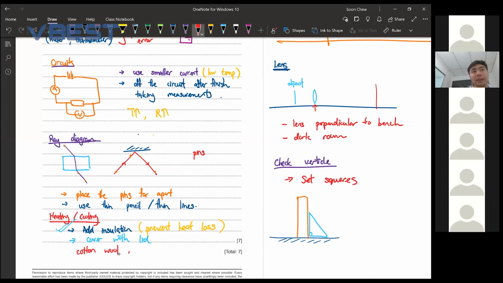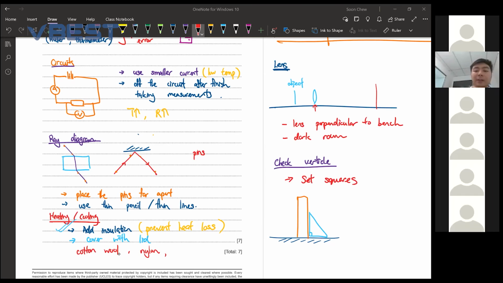Other types maybe is your... let me think. Yeah, actually cotton wool is enough. You can say like nylon or any type of insulation is okay. Newspaper not that good. Use those common ones. Cotton is good. Plastic also can.